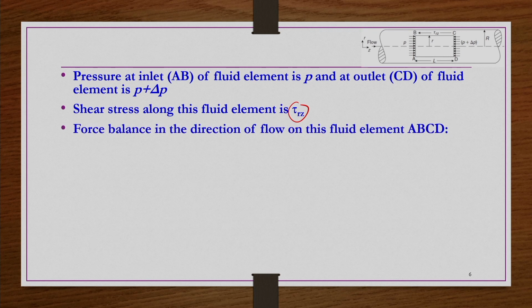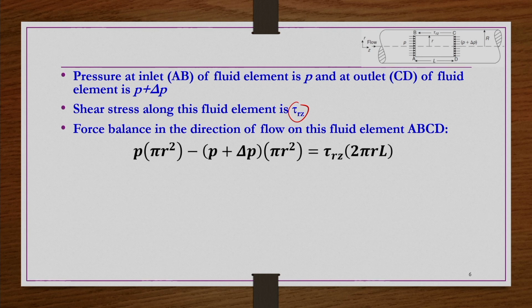Now, if you make a force balance, the force due to the pressure difference should be balanced by the force because of the shearing action. So, P multiplied by pi r square is the force at the inlet of this fluid element, because the fluid element has the radius r. Remember, this is a circular tube, we are drawing a two-dimensional figure, and this fluid element is also cylindrical.